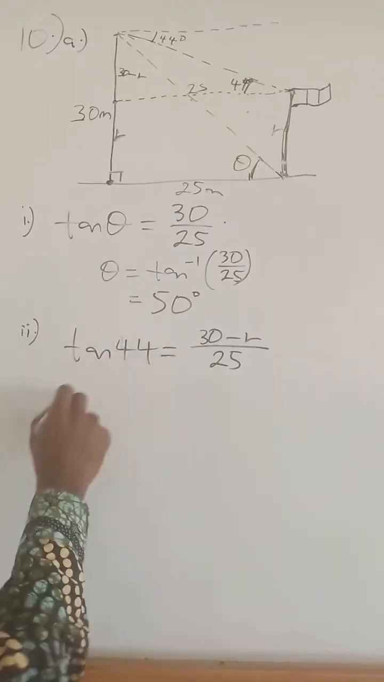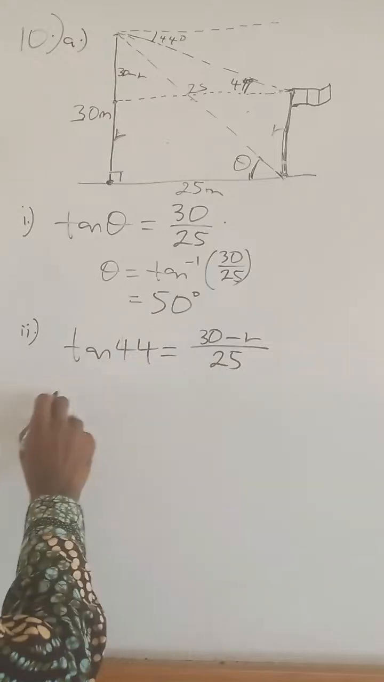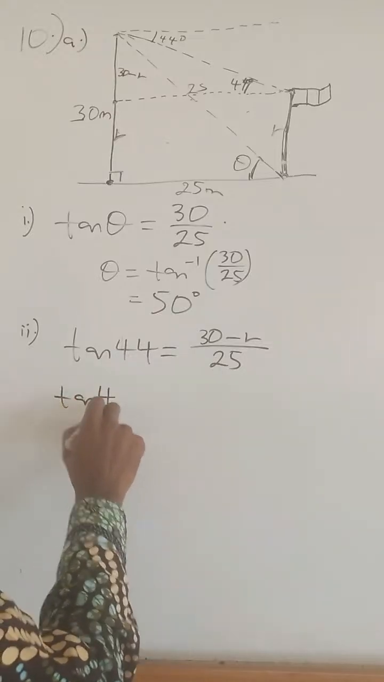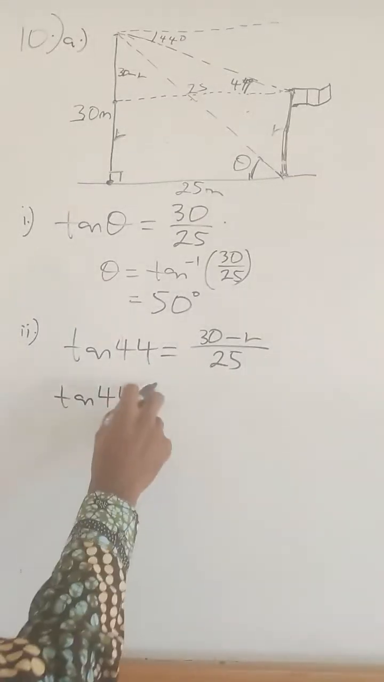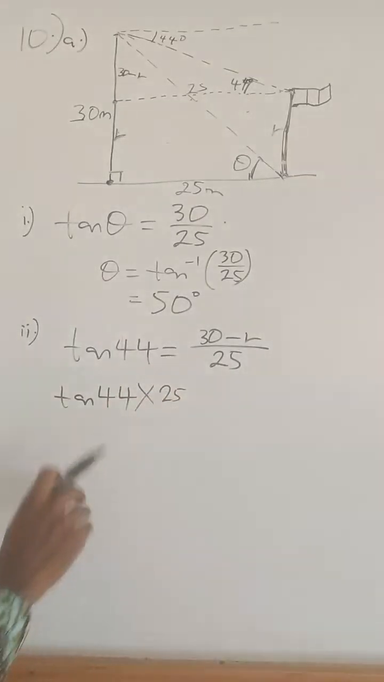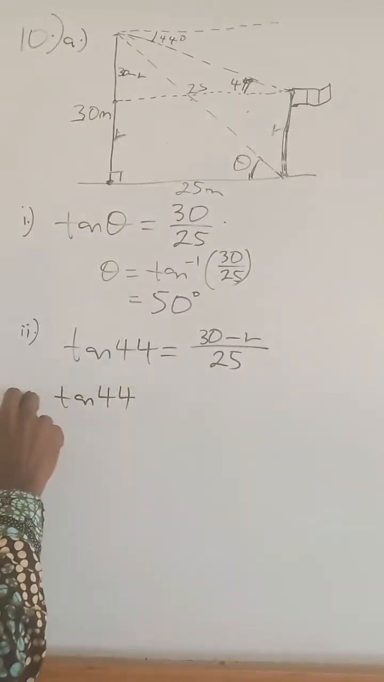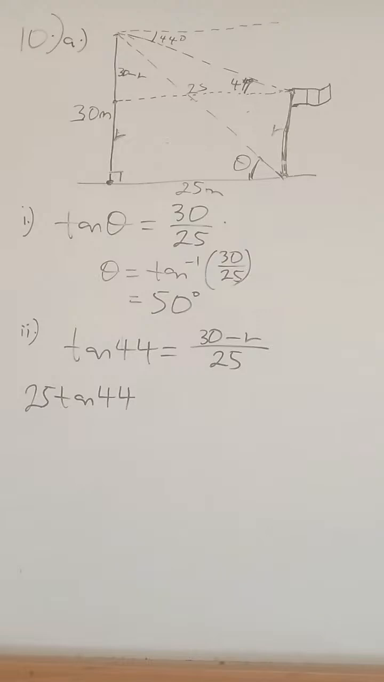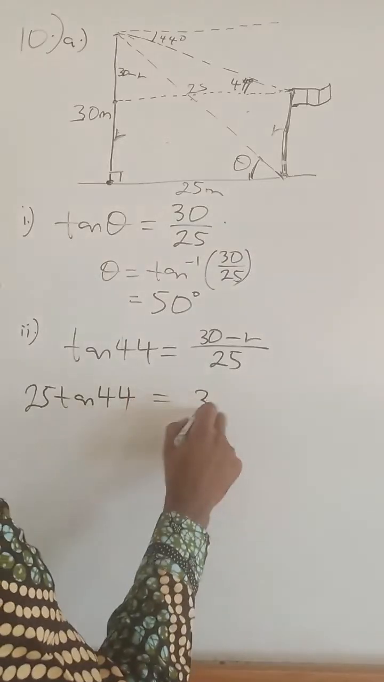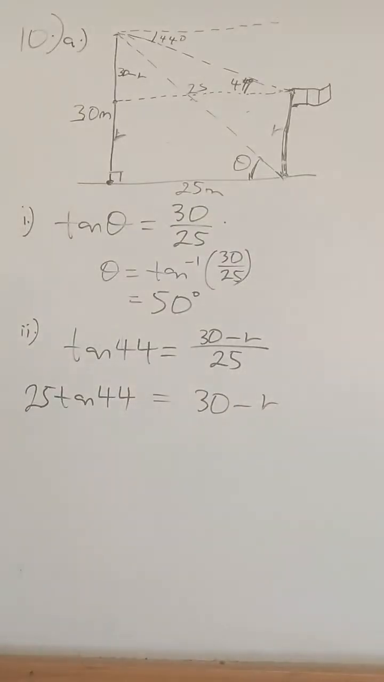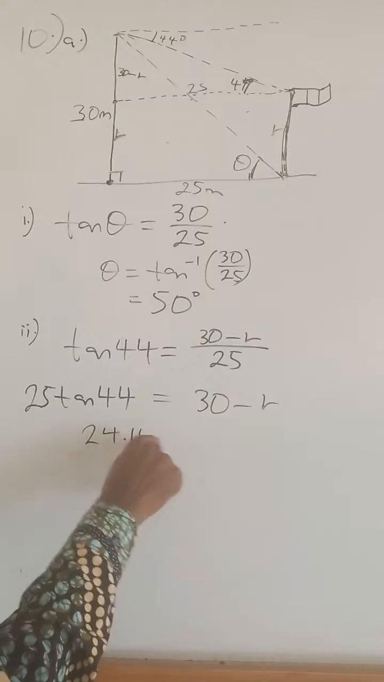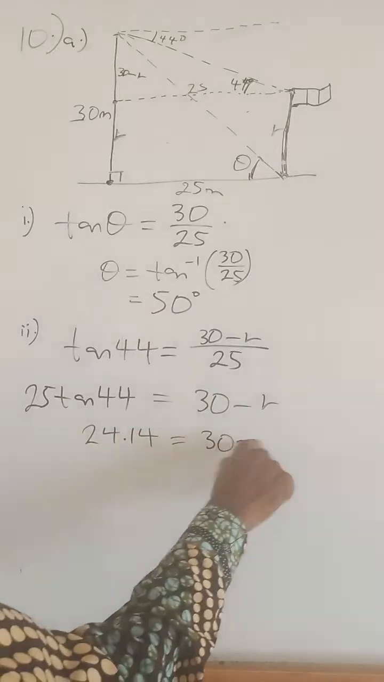So if we cross multiply, we have your tan 44 times 25. I may want to write the 25 here, but not to create any ambiguity, I prefer to put it over here. So this equals 30 minus R. Now 25 times tan 44, to two decimal places, you have 24.14. And this is 30 minus R.